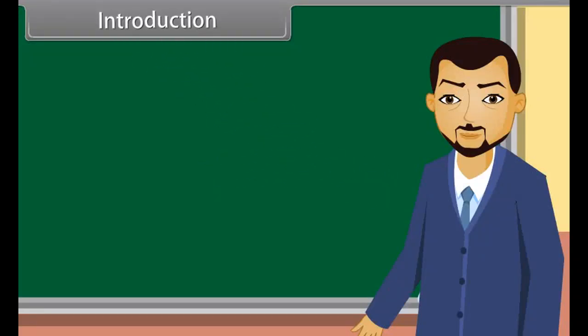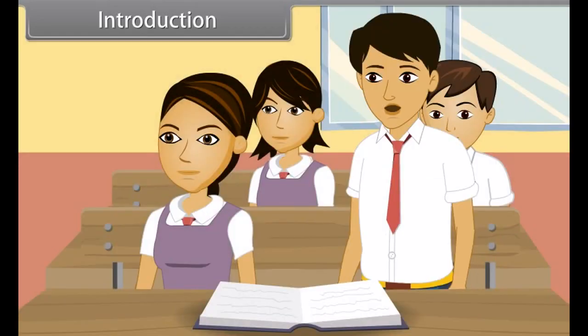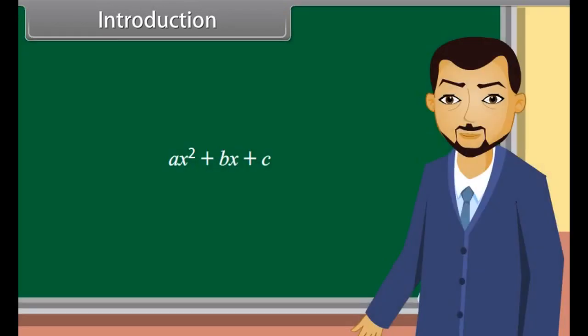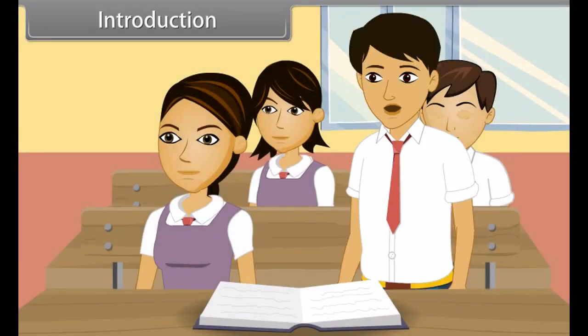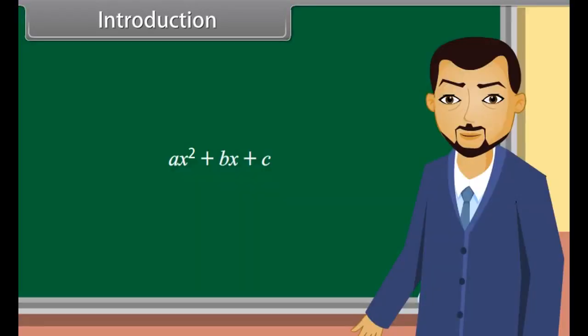Introduction. Students, do you know what polynomials are? A polynomial is an expression of more than two algebraic terms. And can you tell which type of polynomial this is? Is it a quadratic polynomial, sir? Correct. This is a quadratic polynomial.